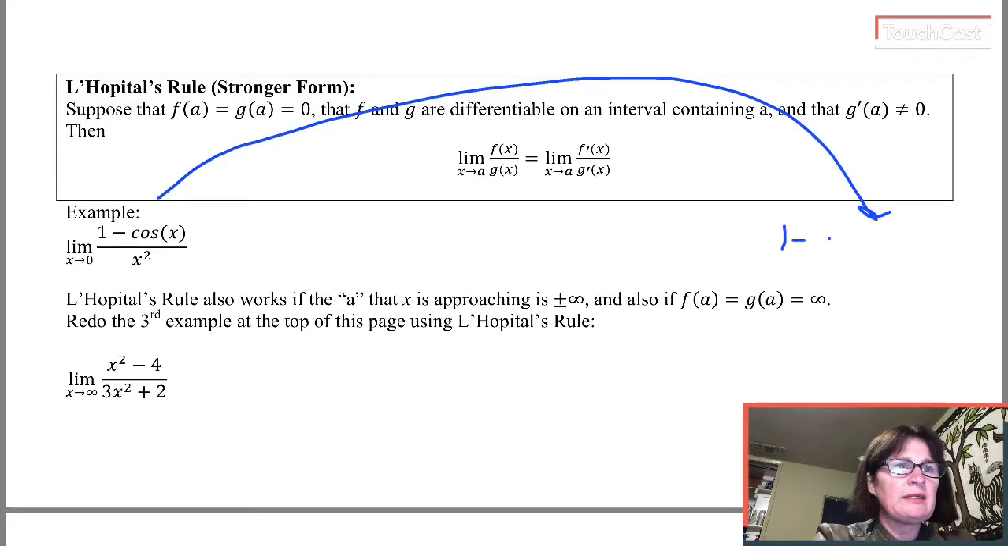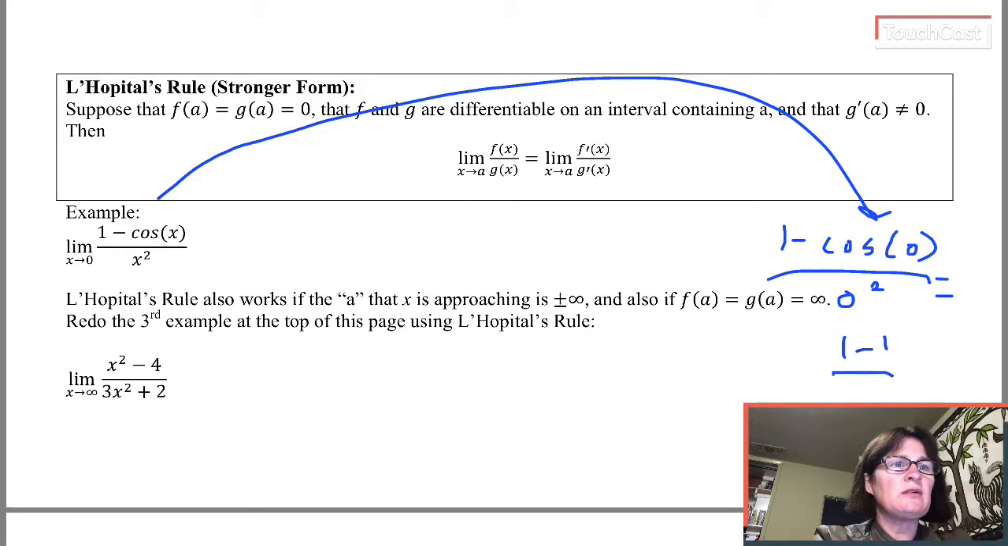It's going to be 1 minus cosine of 0 over 0 squared. And that makes 1 minus cosine 0 is 1 minus 1 over 0, which does in fact make 0 over 0. Okay, so I'm going to try L'Hopital's rule.